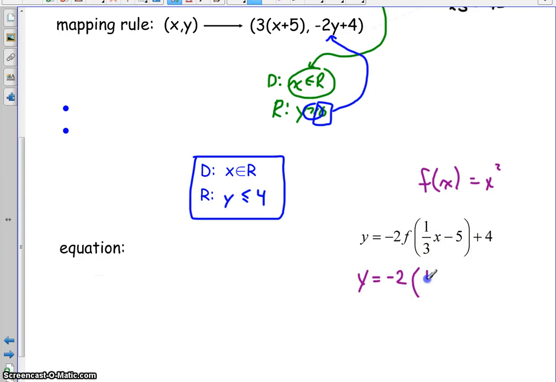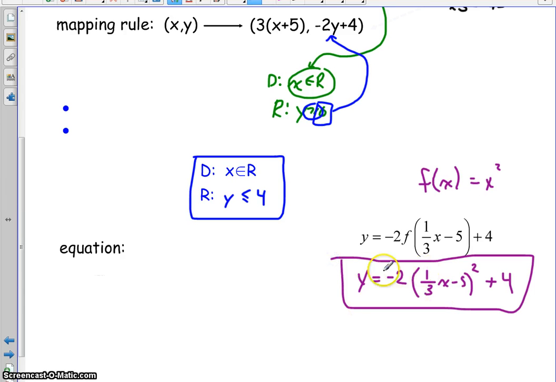So we're going to have 1 over 3x minus 5 all squared, and then I can put in my plus 4. So this is your answer for part C. This is the equation of the transformed function. You can see from looking at this that the a value of this parabola is negative, so it's going to be opening down, which again gives you just a bit of confirmation here that your domain should be y is less than or equal to 4 instead of greater than or equal to 4.